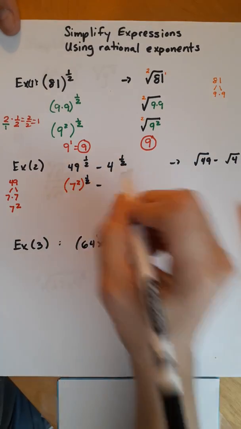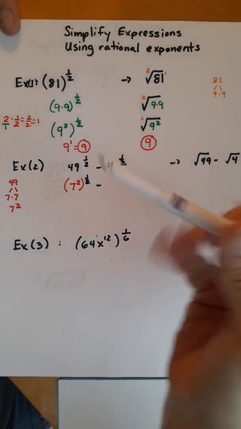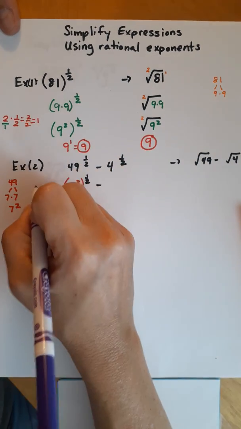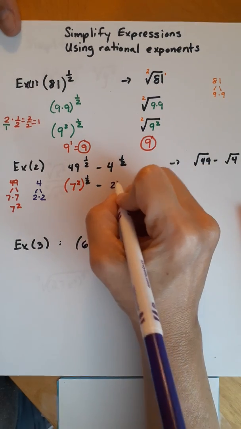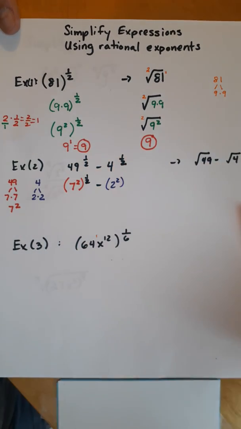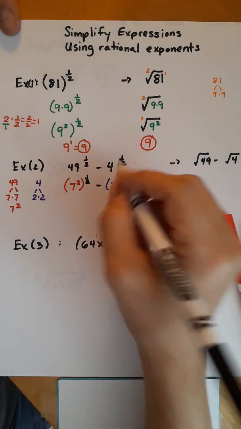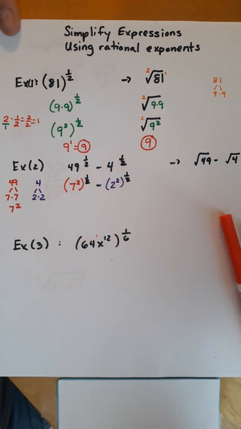Minus. Now, what two numbers can I multiply that will give me 4? Pretty simple, right? 2 times 2. Okay, so I'm going to write 2 squared to the 1/2 power. See, we're cooking with gas now.